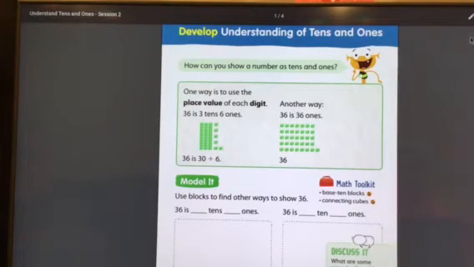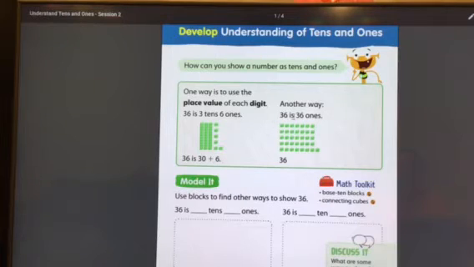How can you show a number as tens and ones? One way is to use the place value of each digit. 36 is 3 tens, 6 ones. When you look at the number 36, you can see that 3 is in the tens place and 6 is in the ones place. Therefore, in the number 36, you have 3 tens, 6 ones, which shows 36 is the same as 30, because 3 tens is 10, 20, 30, plus 6 ones equals 36.